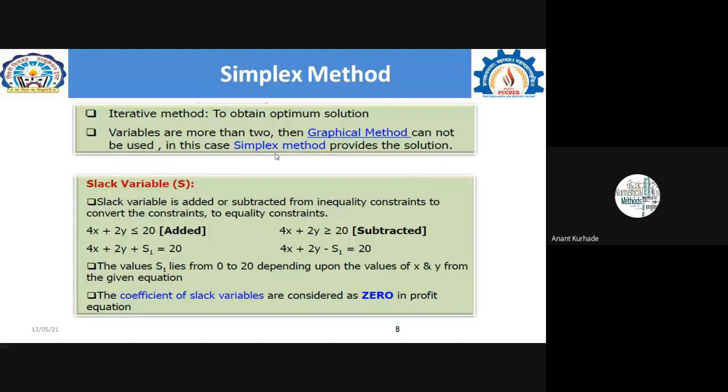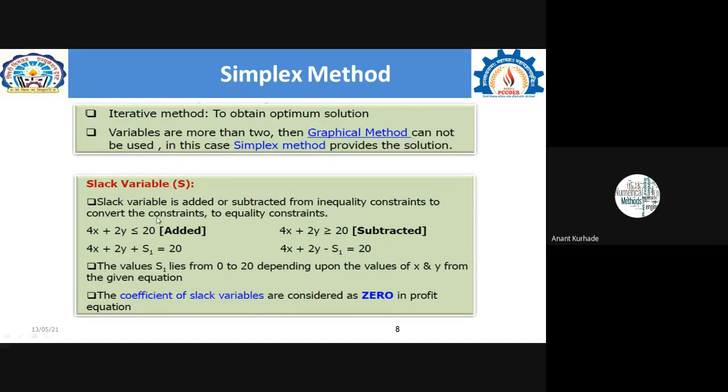Don't take tension. Now see, first we will think about the slack variable. That means we are solving problems with less than or equal to constraints. Today we will see only less than or equal to constraints. So what is that exactly? Now see, the slack variable. This is very important, you can note it down. A slack variable is added or subtracted, say it is like a number. The slack variable is added or subtracted from an inequality constraint to convert the constraint to an equality constraint.